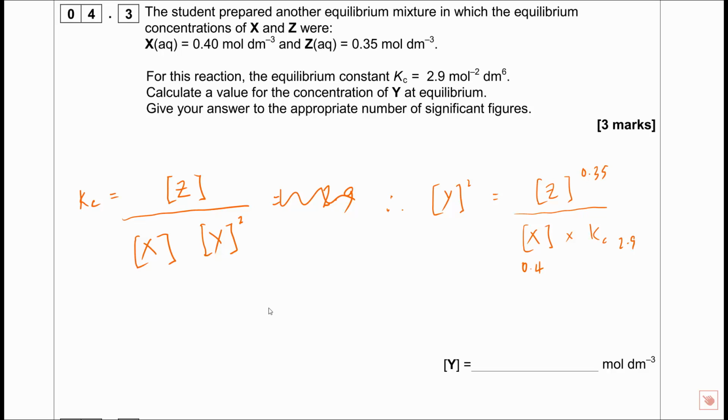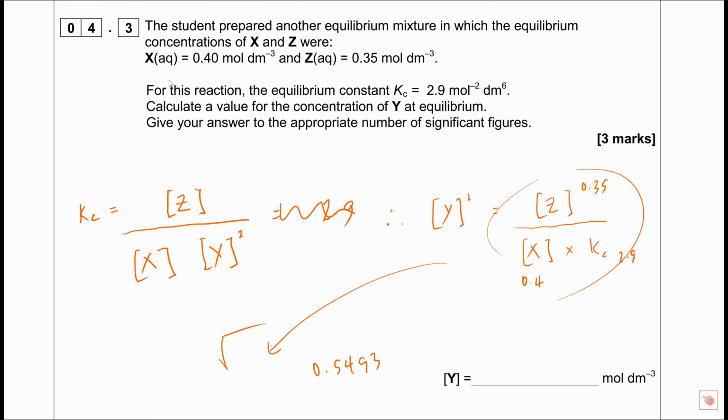But we must square root that, remember. Whatever this comes out as here, we square root that to finally come out with a value of 0.5493, which we're going to round to an appropriate number of significant figures, which is 2. Therefore, it's going to be 0.55.